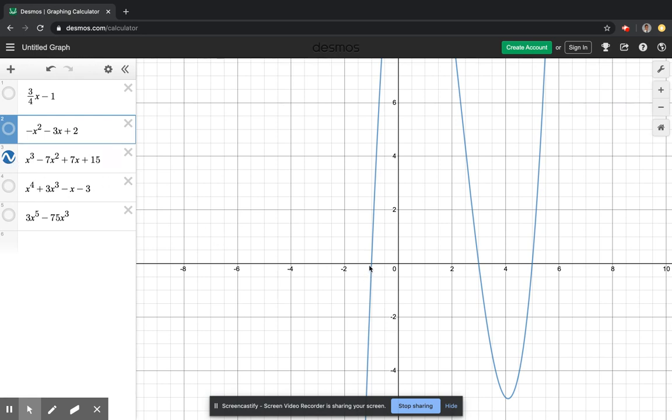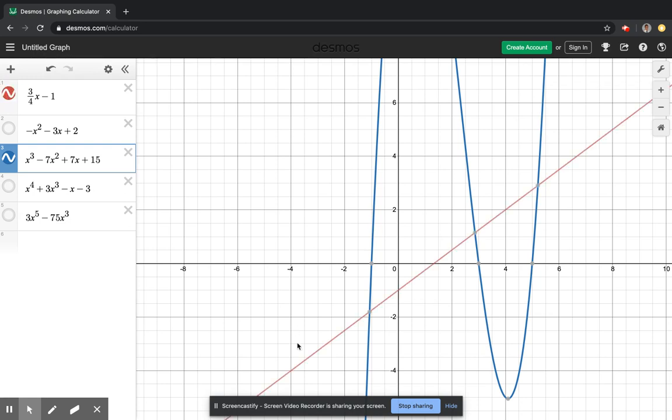And here we have 3 zeros. One of them is at (negative 1, 0). The next one's at (3, 0). And then we have another one at (5, 0). So because the lead coefficient is positive, we're going to start down and work our way up, the same way that when we had a positive slope, we started down and worked our way up. When we have a positive odd function, we're going to start down and work our way up.